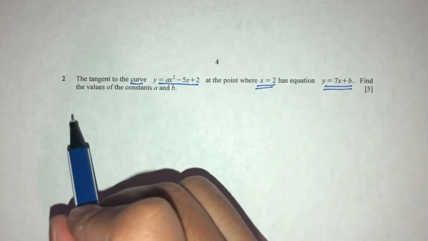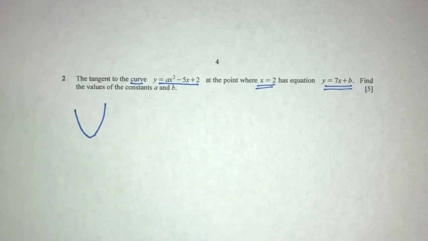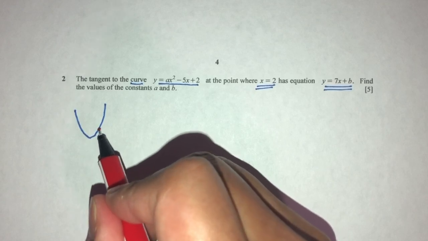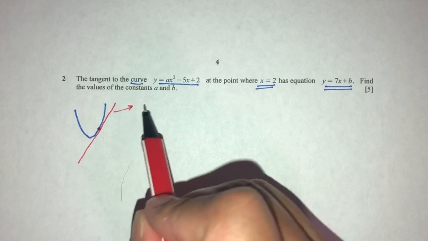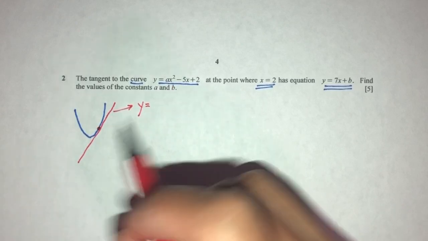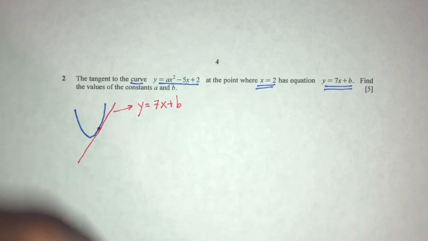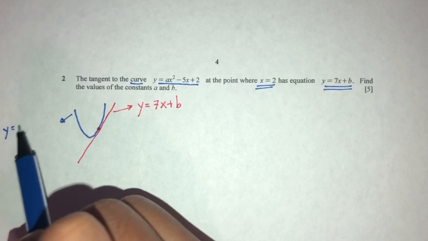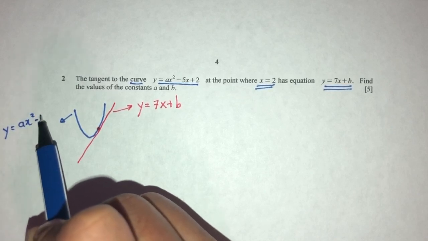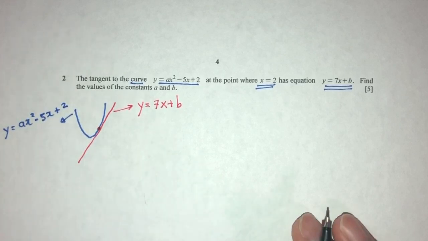Okay, so if I have a curve, for example, let's say this is my curve, and I have the equation of a tangent here, for example. So this equation here is y equal to 7x plus b. And this one obviously is a curve, which is this one, right? Y equal to ax squared minus 5x plus 2. Now we have to find the values of a and b. So how would you find this?